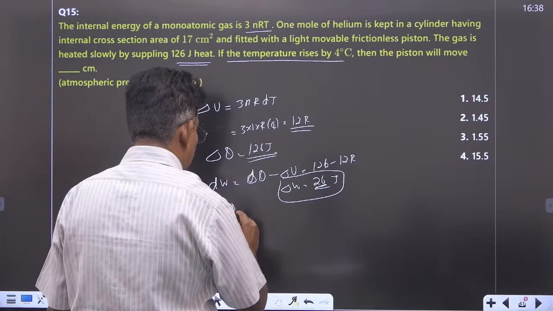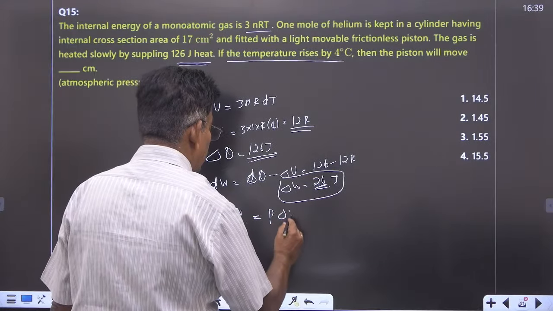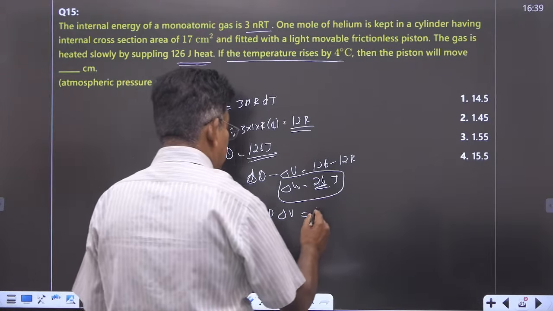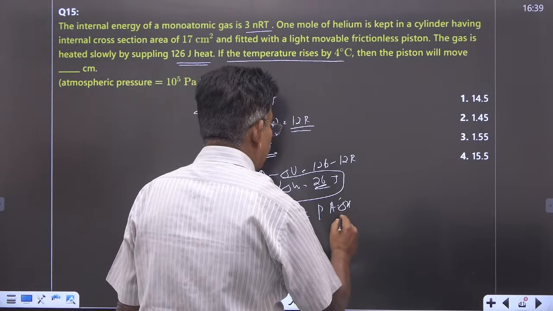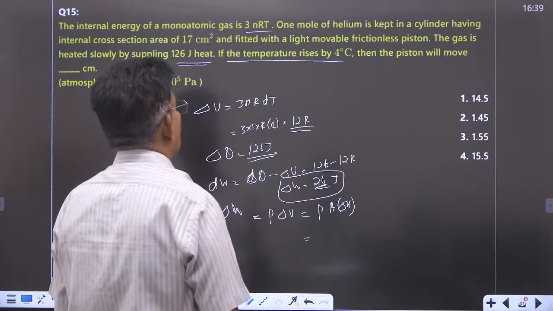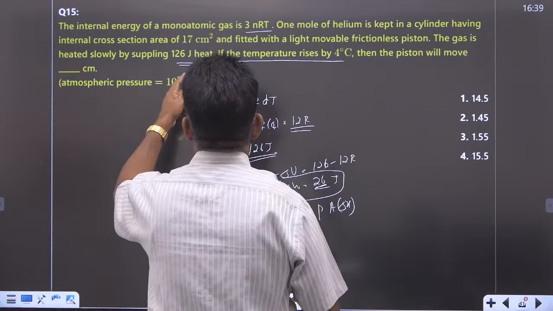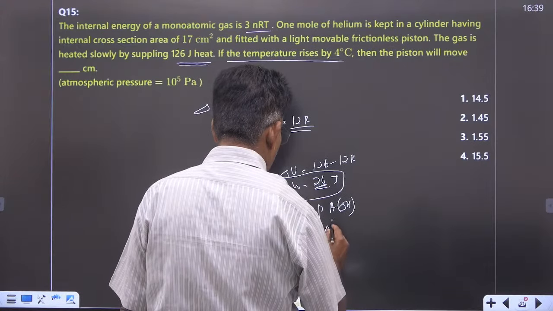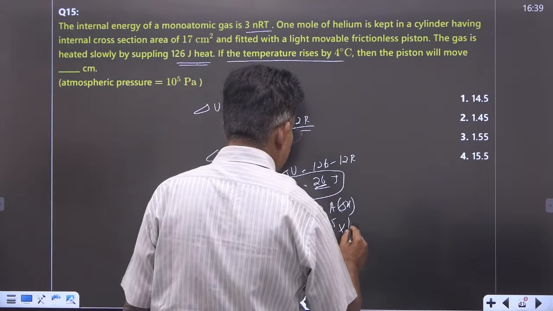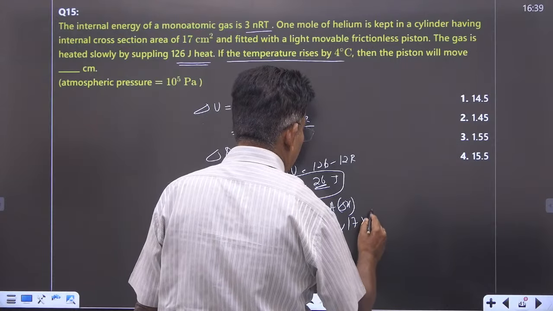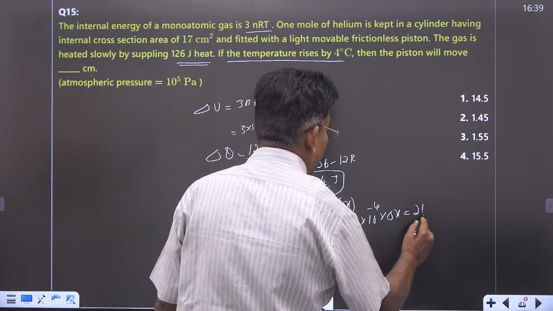We can also calculate the work done by this formula, pressure into change of volume. What is pressure into change of volume? Area into displacement happening to the piston. Then pressure is given to be how much? 1 atmosphere, 10 to the power of 5. Area is given to be 17 centimeter square, 17 into 10 to the power of minus 4, into delta x. This is coming to be 26.